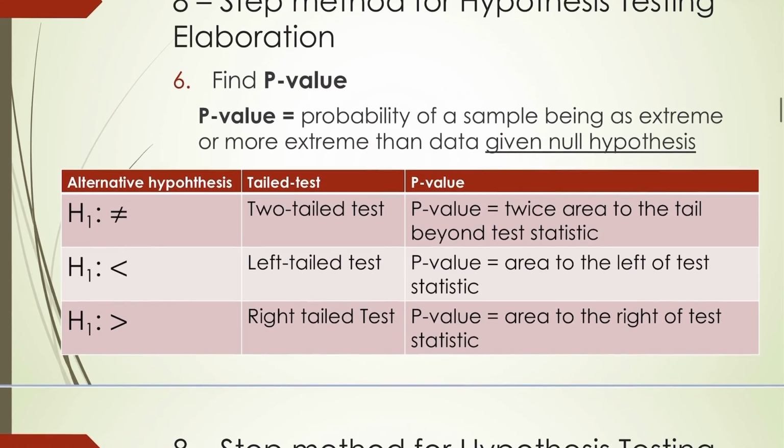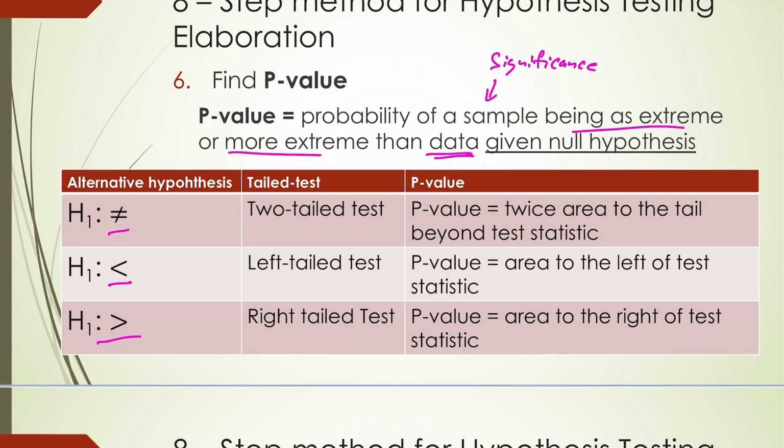Step 6, find the p-value. The p-value is the probability of a sample being as extreme or more extreme than data given a null hypothesis. This is related to significance. Is our data significant or not? Okay, so there's 3 different situations. So your null hypothesis has the equality. The alternative hypothesis is going to have the other possibility. There are 3 of them. It could be not equal, less than, or greater than. If it's not equal, it's a two-tailed test.